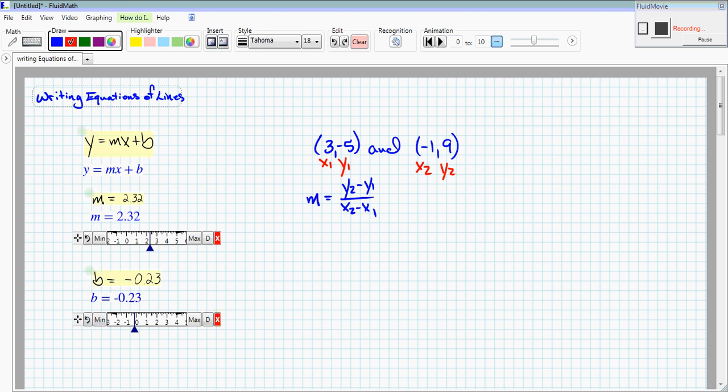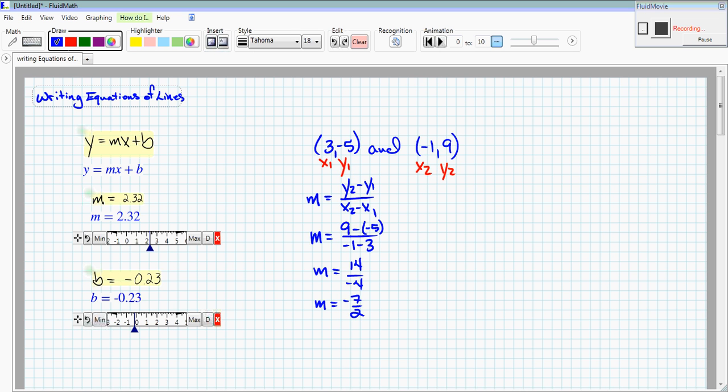Now we take these values and substitute them into the equation. So the slope equals y2, which is 9, minus y1, which is -5, minus a negative is going to become plus, over x2 minus x1. So we have 9 plus 5 is 14, over -4, and we always want to reduce. So what we get when we reduce is -7/2. Now we are going to be able to check this to make sure we've done this correctly.